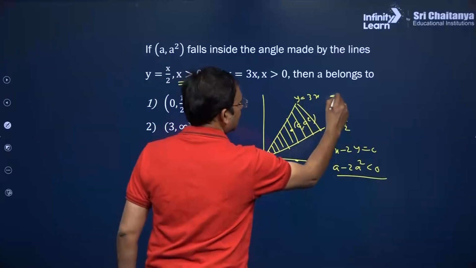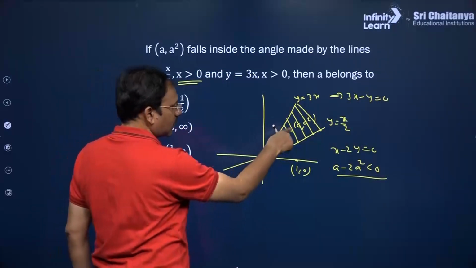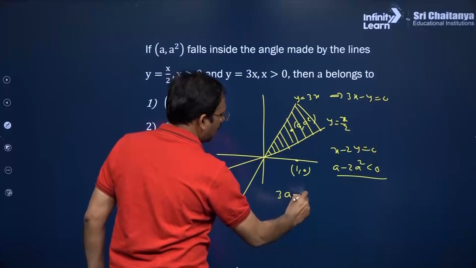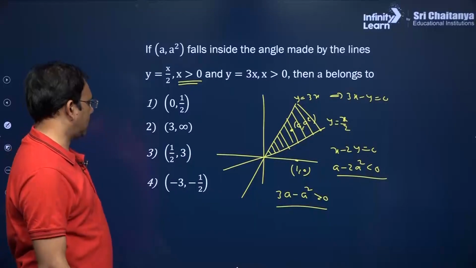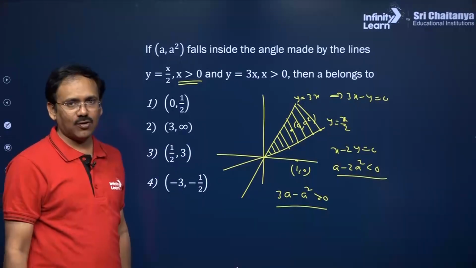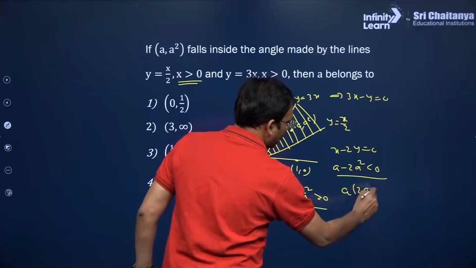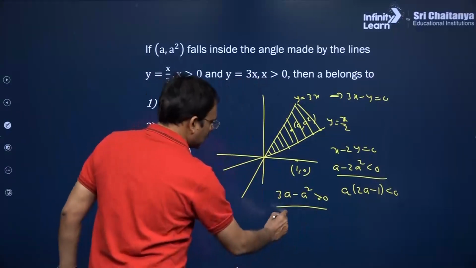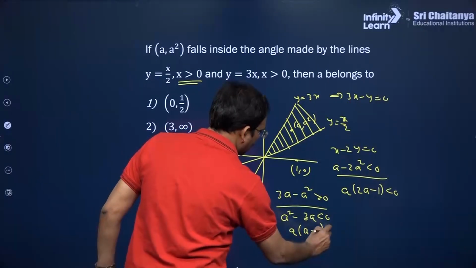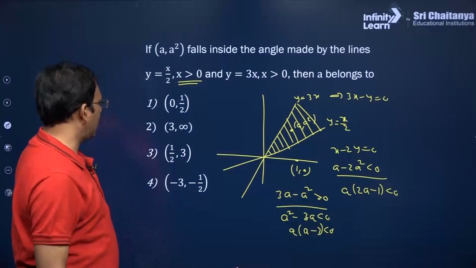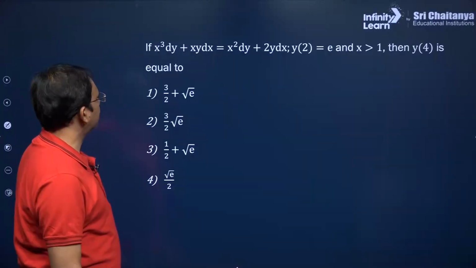This line is nothing but 3x minus y equal to 0. Substitute 1, 0, positive. So if you substitute this also, you have to get positive. 3a minus a square is positive. Solve these two inequations, you will get the common solution here, my dear friends. I think 1 by 2 to 3 you are going to get. 2a into 2a minus 1 must be negative. This is a square into 3a less than 0, a into a minus 3 negative, my dear friends. A belongs to 0 to 3, a belongs to 0 to 1 by 2, so 0 to 1 by 2 is the common solution. Next, my dear friends.